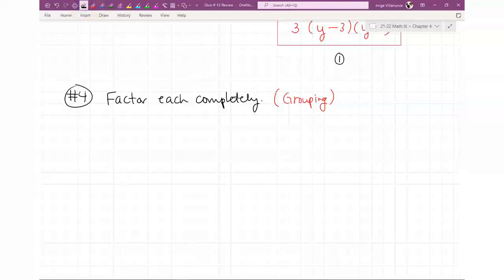Okay? So, let's see. We'll try something like this. R cubed, I'm sorry. We need a power of 3. Plus r squared minus 3r minus 9. Let's try something like that.